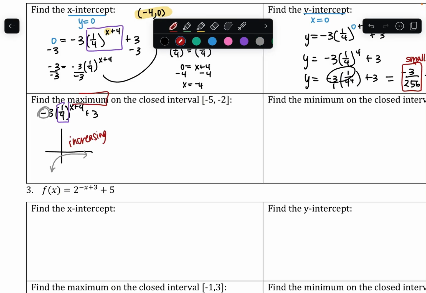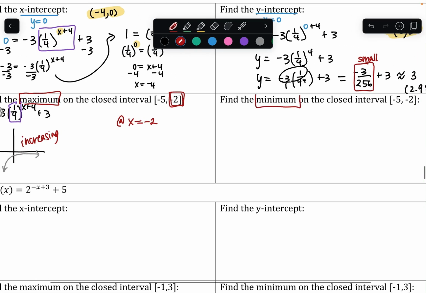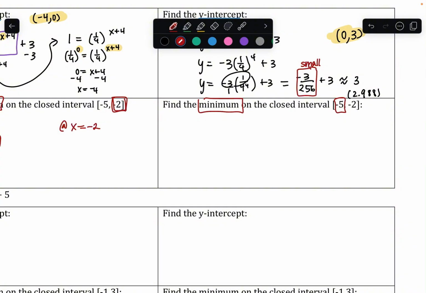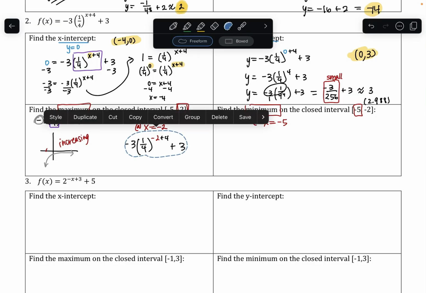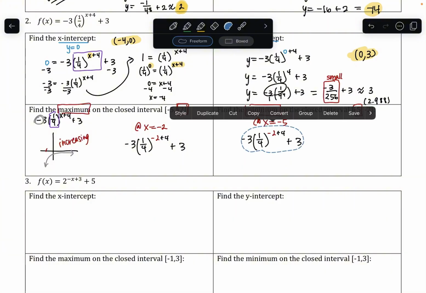That means my maximum is going to occur at the right endpoint. And that means my minimum is going to occur over here at the negative 5, the left endpoint. Okay, and so that just saves you some time so you're not plugging in both. So negative 3 times 1/4 to the x plus 4 plus 3. And we're going to do that same thing for the negative 5.